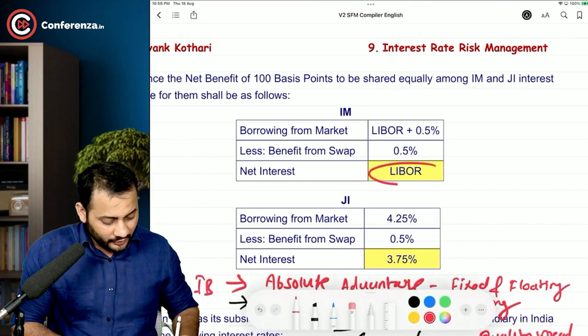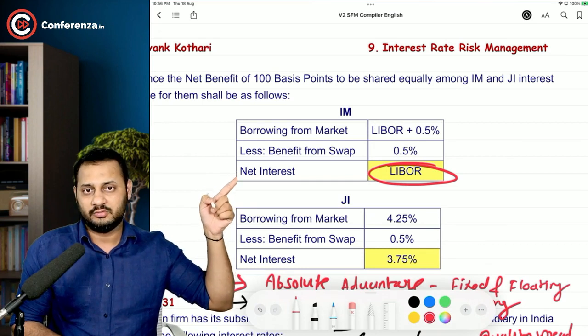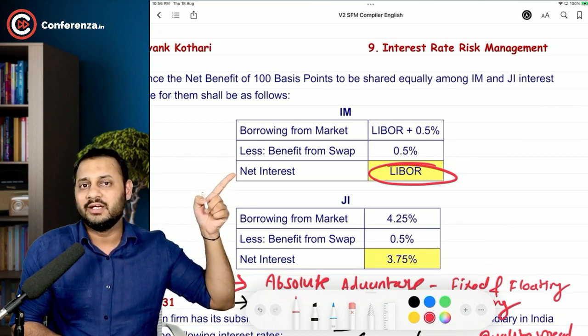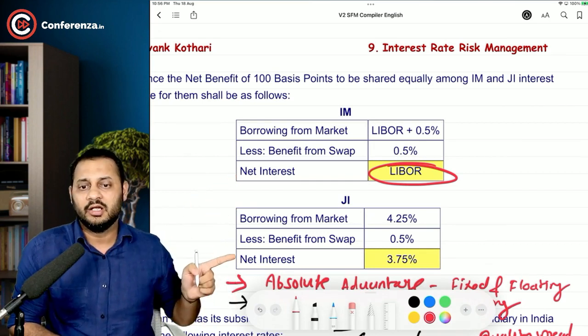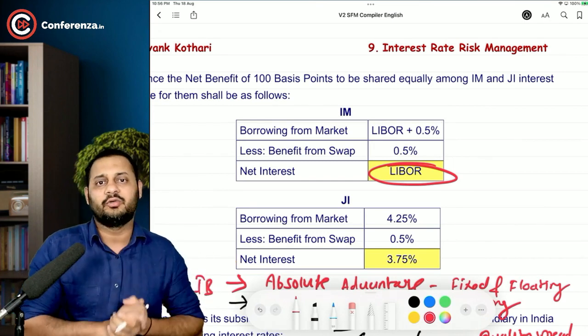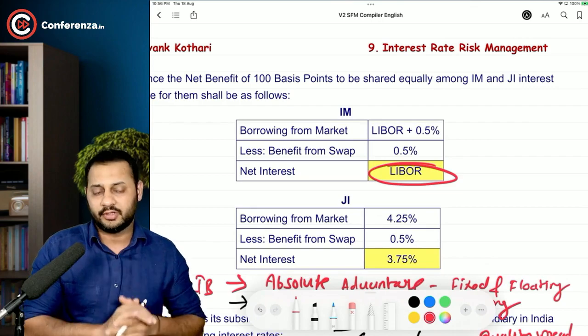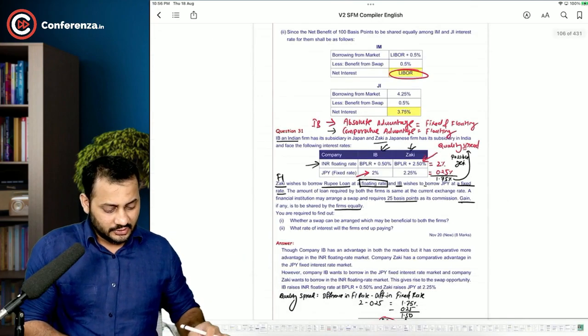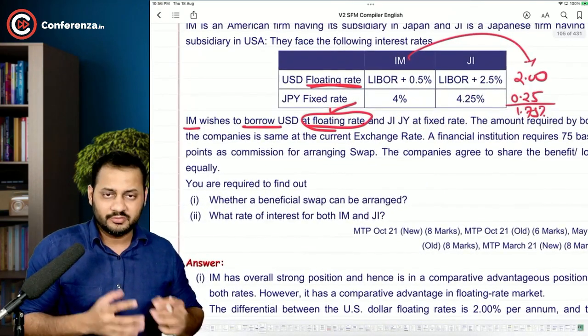You can try, you will not come to this point that LIBOR is the only net interest for the IM and 3.75 is the only net interest to the JI. You try your calculations, you will not come to this point because of the comparative advantage. It's very simple, sir. That's what I'm saying.